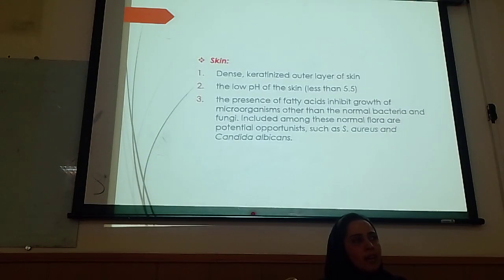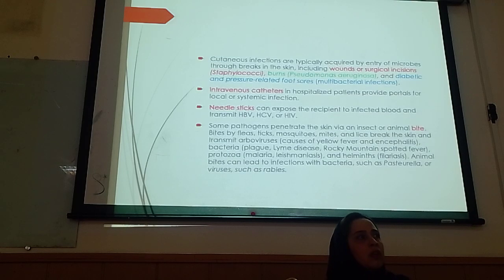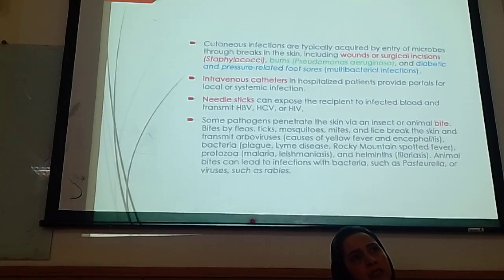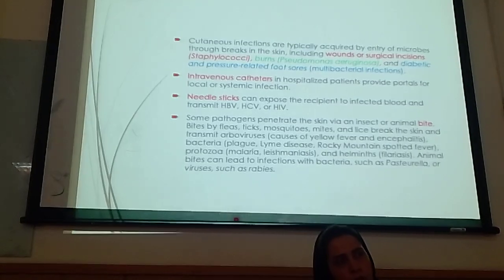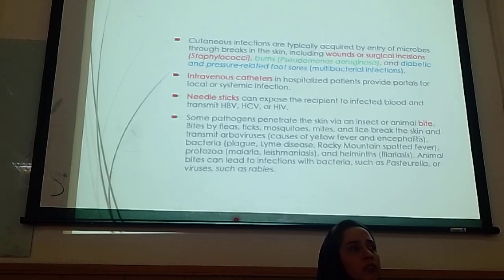For example, in the skin, we have a dense, keratinized layer, and fatty acids that inhibit the growth of some microorganisms. Sometimes when we have a defect in the skin, for example, a wound or a surgical incision, bacteria will enter via that defect. Or when we have burns. Or sometimes because of some ulcers, for example, in diabetic patients, or bed sores, pressure ulcers. These are the routes of entry of microbes.